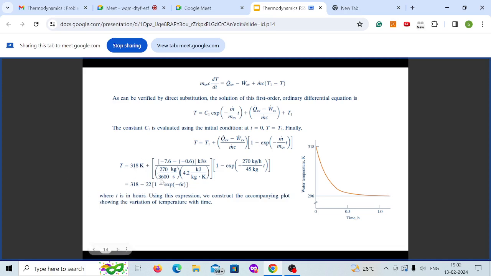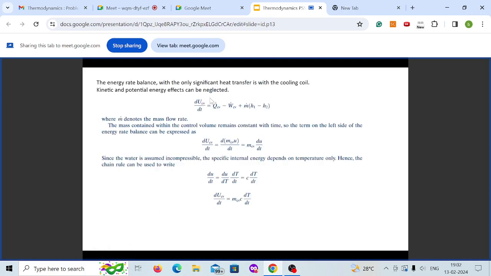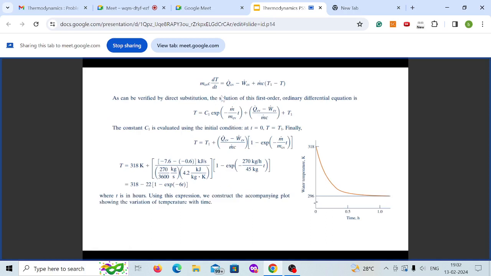If you see, there is an exponential decrease in temperature. Initially it was at 318 Kelvin, so it is exponentially decreasing, and when t becomes infinity, this will become equal to 296. So is this clear?